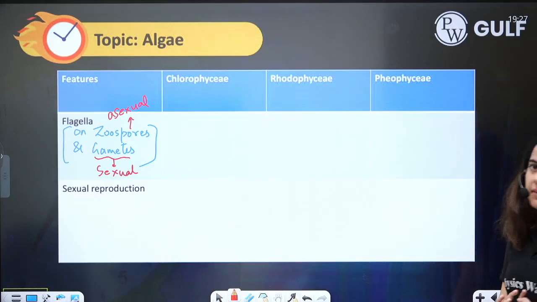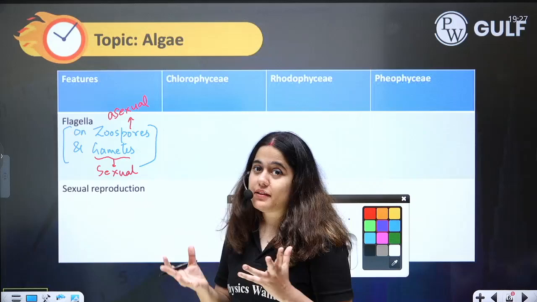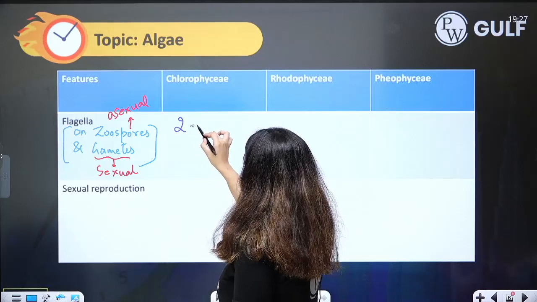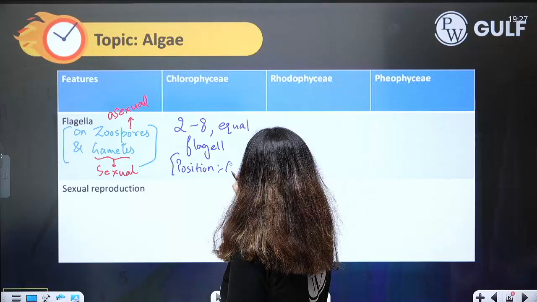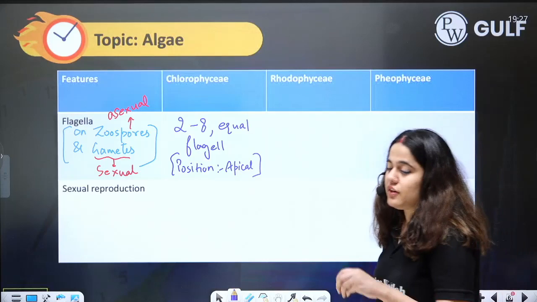Let's talk about how many flagella and what type of flagella are present in green algae. 2 to 8 equal flagella. The position is apical, which means they are present at the tip of the cell.